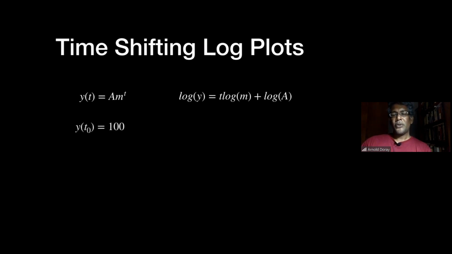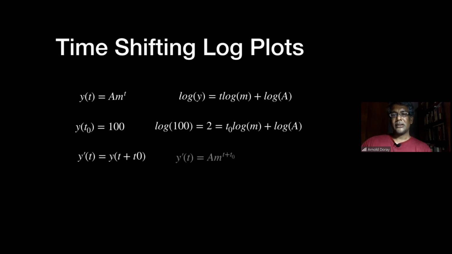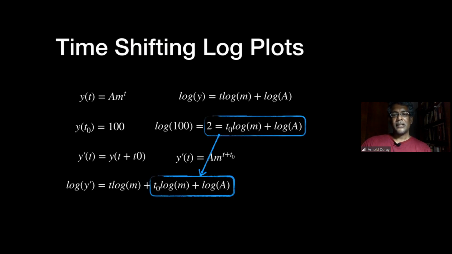Now, if you have, let's say, t naught, where you get 100 cases, then of course you get this relationship using the log equation. So if you shift the graph by t naught, then this is the shifted formula, which is y tick. And the log of y tick is this new formula. And if you just do a simple replacement, what you get is that the log of y tick is equal to t log m plus 2.